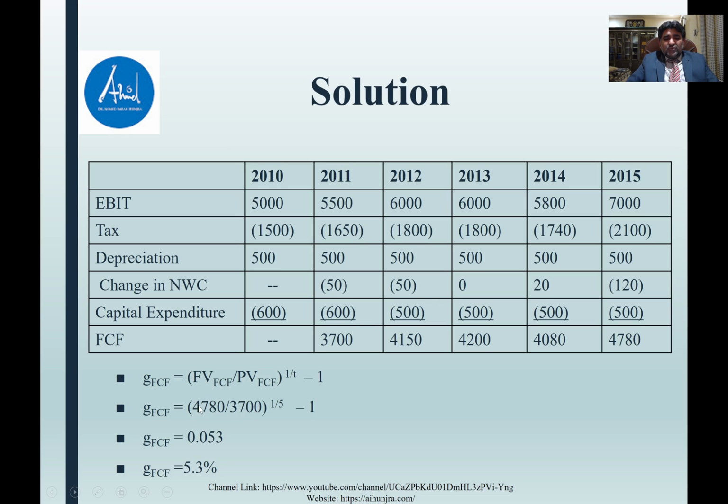So look at here, 4780, that is the future value of free cash flows, divided by the present value of free cash flows, raised to the power 1 by t, and time is 5 years, from 2011 to 2015, minus 1. After simplifying, we obtain 0.053. If we convert it into a percentage, that is 5.3%. The growth rate of free cash flow is 5.3%.